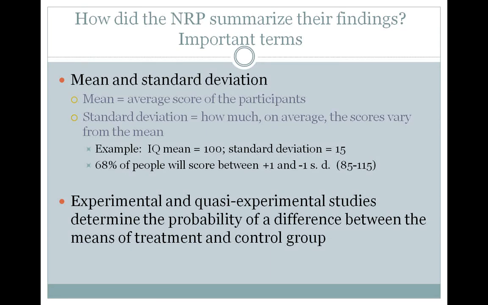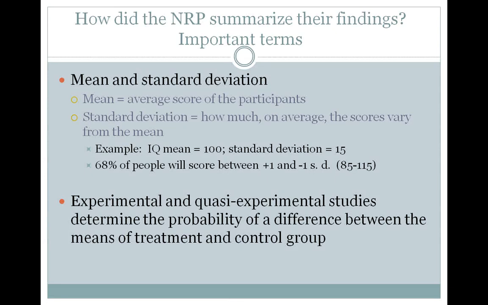I think that everyone understands that mean means the average score of all the participants. An important term in educational research or research of any kind is standard deviation. And the standard deviation means how much on average the scores vary from that mean, from that average. For example, with IQ tests, the mean is 100 and the standard deviation is 15.